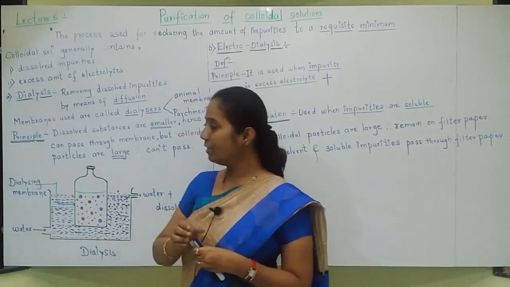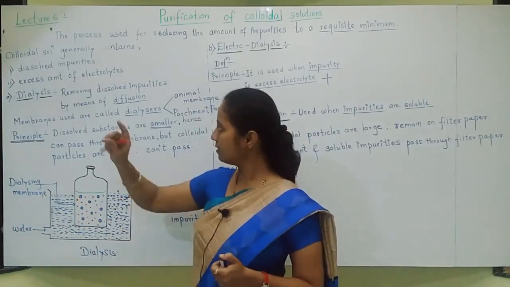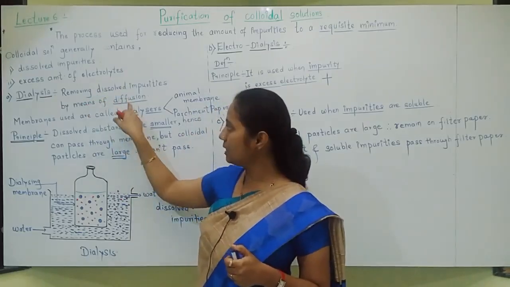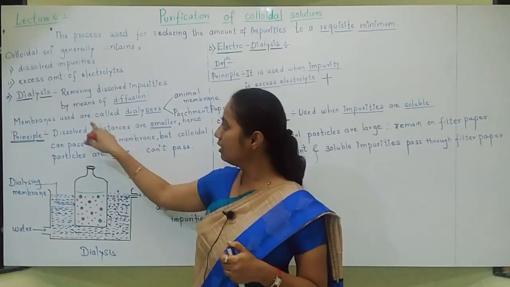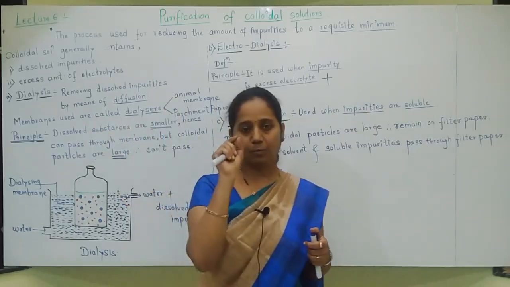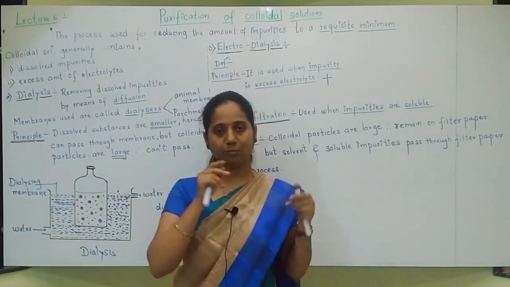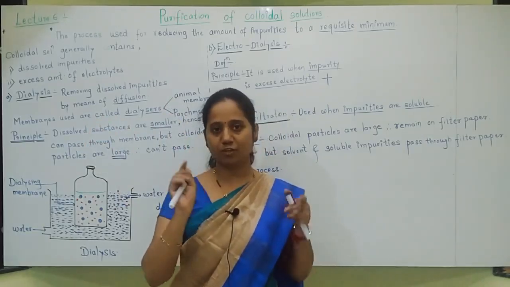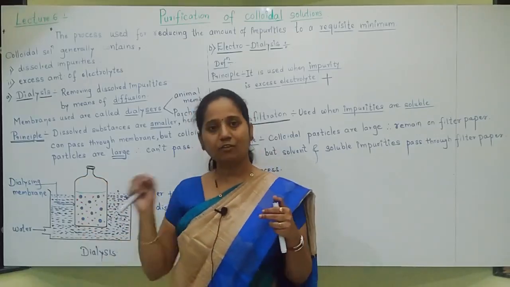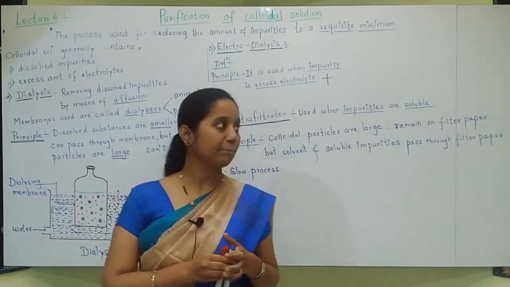So students, whenever a dialysis question is asked, first thing you should write is specifically what it is used for: removing dissolved impurities. The method is based on diffusion. Dialyzers are made up of parchment paper. Write down the principle: impurities are small in size, so they diffuse out, but colloidal particles are large enough and do not come out of the parchment paper. And write down the procedure; diagram drawing is compulsory.